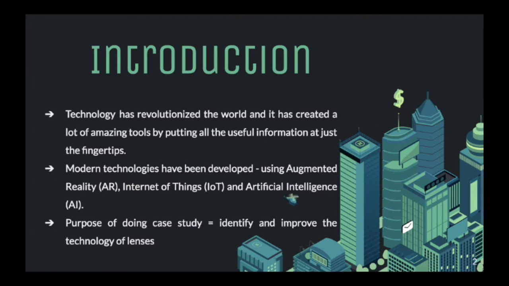For introduction, technology has taken over the world and it has been witnessed by people over decades. It has created a lot of amazing tools by putting all the useful information at just fingertips. There are a lot of new things and modern technologies that have been developed, especially by using augmented reality AR, Internet of Things IoT, and artificial intelligence AI that make people's life become easier, faster, and better by having multiple functions for each technology. The focus point in this case study is Smart Lens that is using 3 technologies.